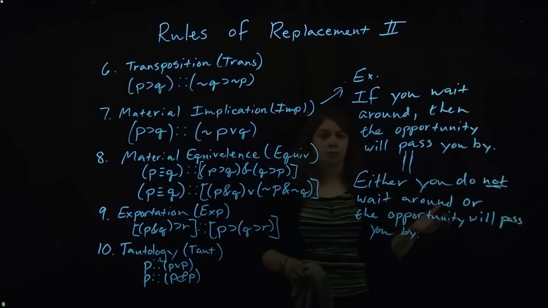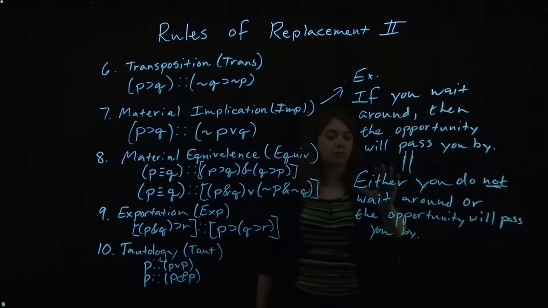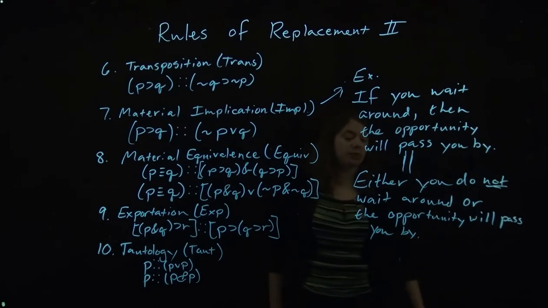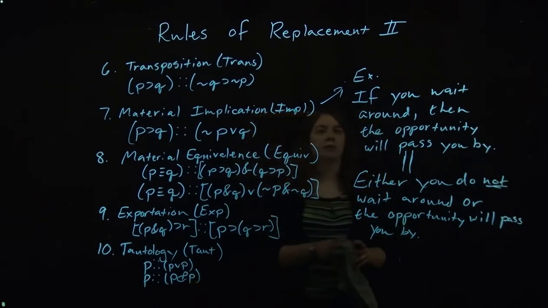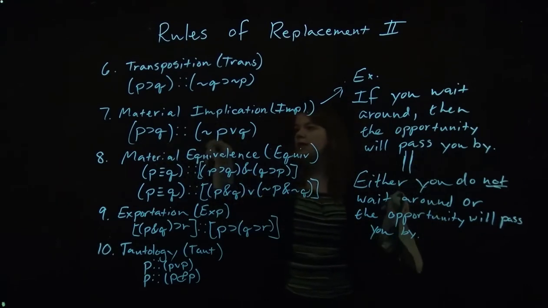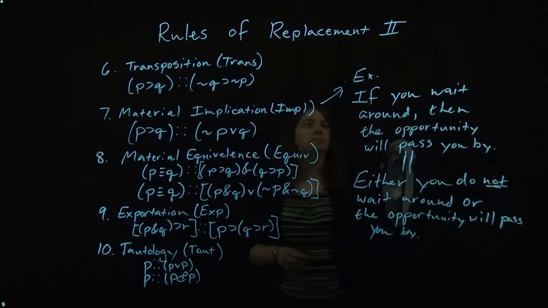Right, so you have two choices, essentially, what this conditional is stating. Either you do not wait, or if you sit around and do nothing, then the opportunity will pass you by. Okay, so that's just basically how to put kind of flesh on the bones. That's how material implication works.